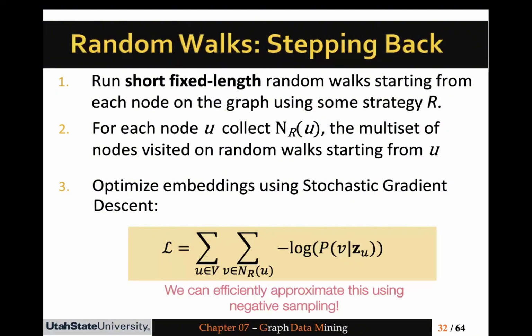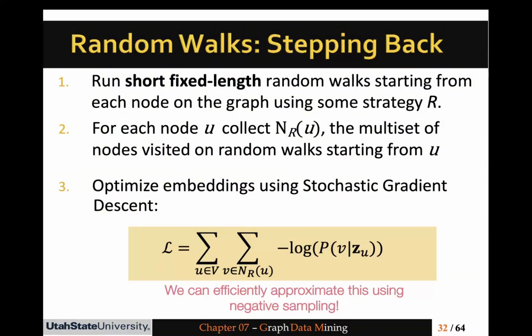All right, so this is the summary slide of all the steps that we just talked about. The first step of the DeepWalk algorithm is to run multiple random walks starting from each node, using the random walk strategy with uniform probability for each neighbor of that particular node. After making the multiset of the random walk nodes, which is the N sub R of U that you see in step number 2, we then optimize the embeddings using an optimization algorithm.